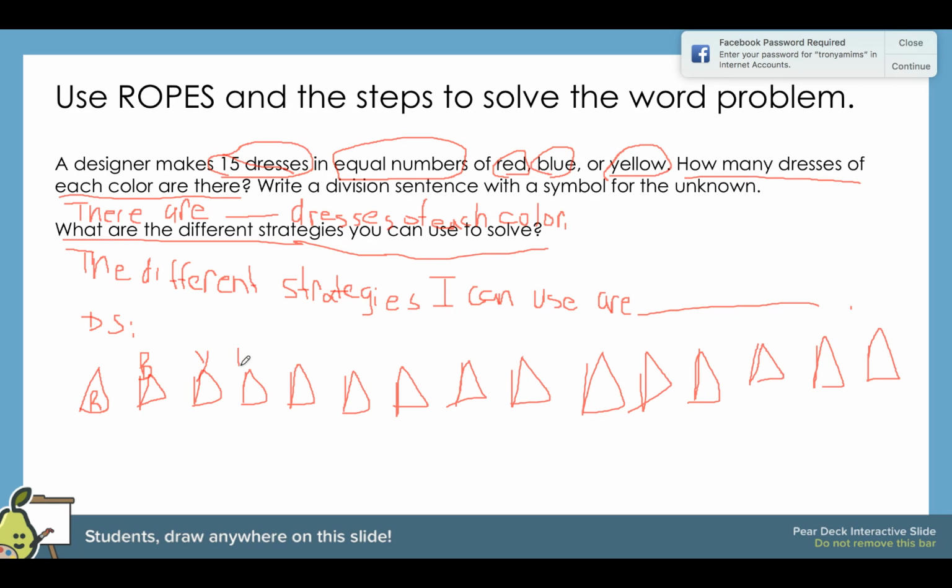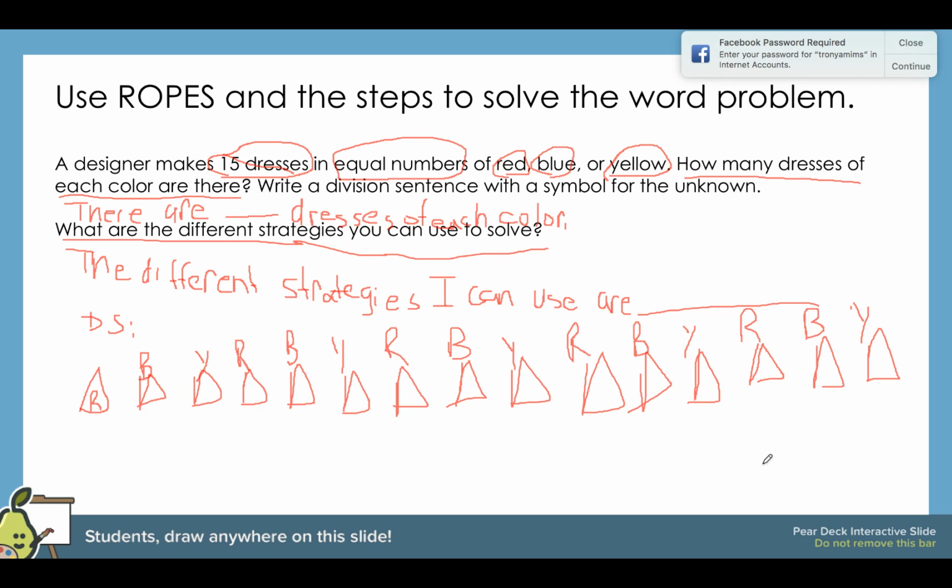All right, so the next one is red, blue, yellow, red, blue, yellow, red, blue, yellow, red, blue, yellow.